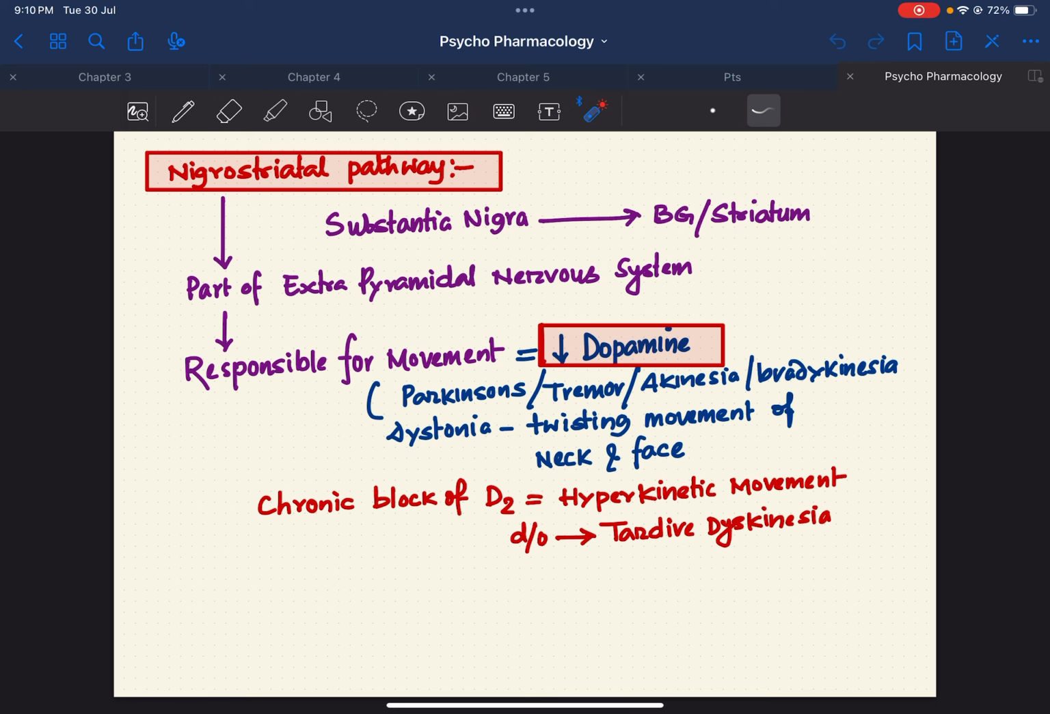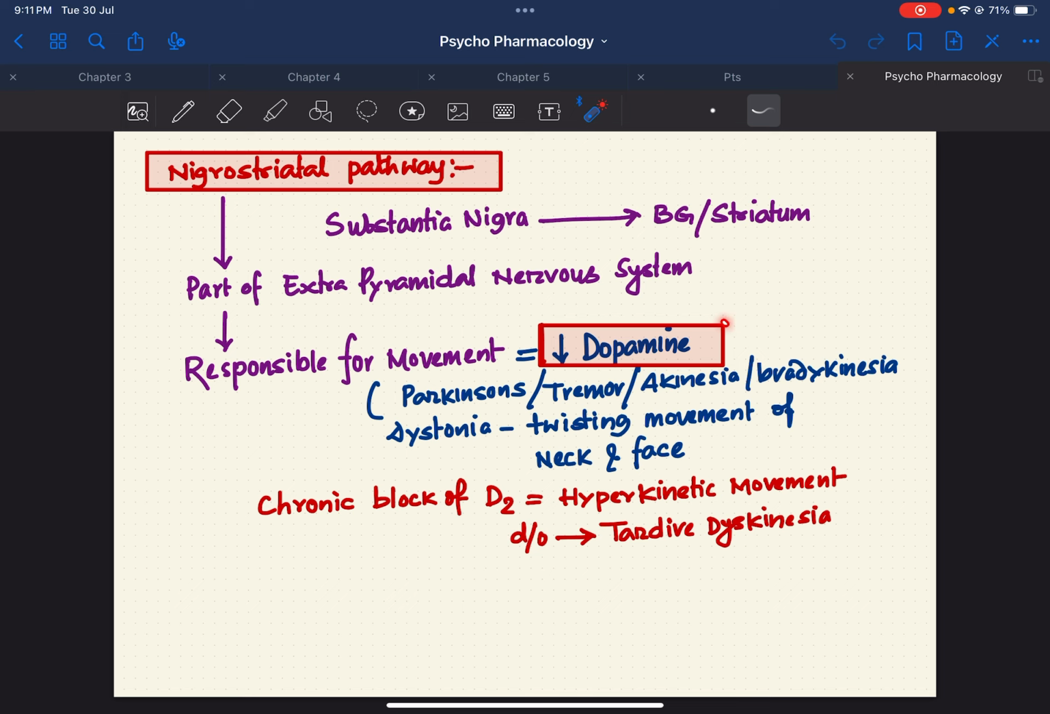Another important pathway is the nigrostriatal pathway, from the substantia nigra to the basal ganglia or striatum. Remember, it is the extrapyramidal nervous system pathway. So extrapyramidal symptoms are because of the nigrostriatal pathway. If you want to control the extrapyramidal symptoms, we need to focus on the nigrostriatal pathway. So I am repeating, before going to the drugs proper, we need to understand the psychopathology so that we can target it better. Now, nigrostriatal pathway dopamine is responsible for movement.